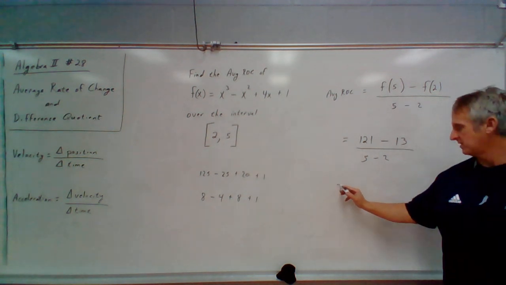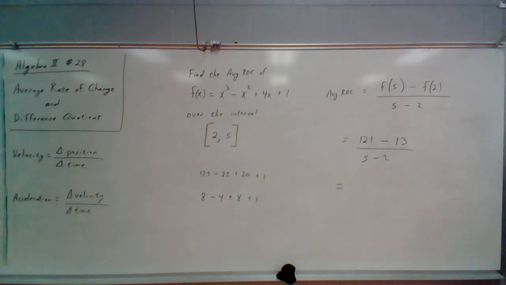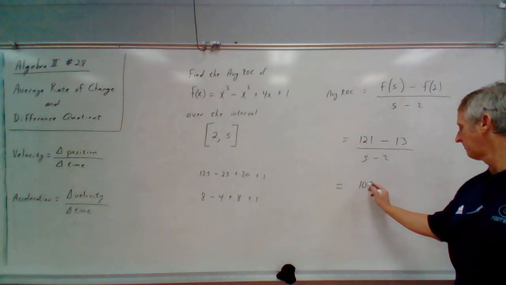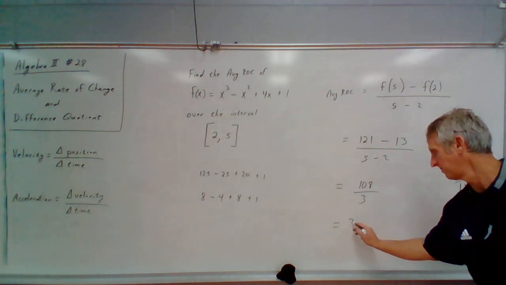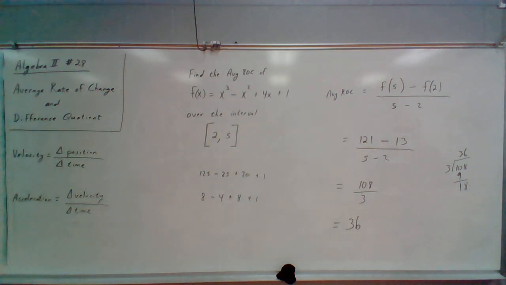So 121 minus 13 all over 5 minus 2. All right, simplify that. 121 minus 13 would be 108 over 3. And will 3 go into 108 evenly? 3, 3, 9. Hey, it will. 36. So the slope of the secant line through those 2 points would be 36. So the average rate of change over the interval from 2 to 5 of that function would be 36.